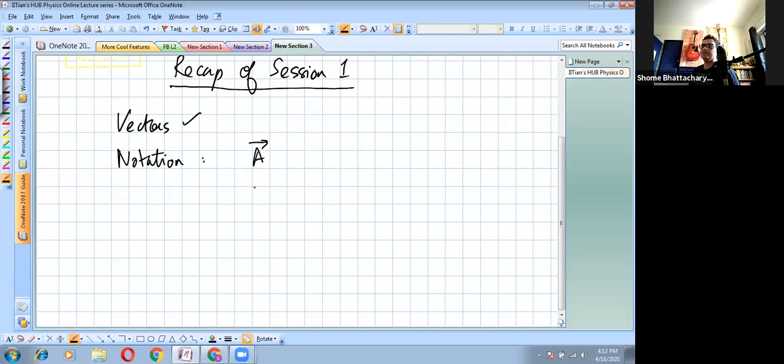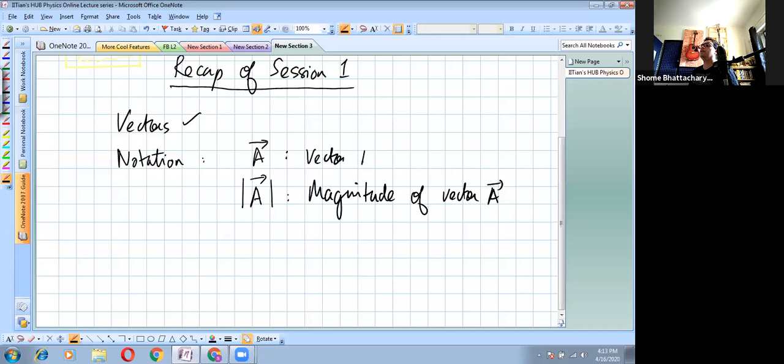Whereas if we are interested only in the magnitude of the vector, then we put the vector symbol in between a modulus sign. So the proper definition of this sign is that it is the modulus of vector E. And this symbol is properly defined as the magnitude, or what we call the modulus. Magnitude and modulus are interchangeable, of vector E. Whereas this symbol itself is read as the vector quantity E.